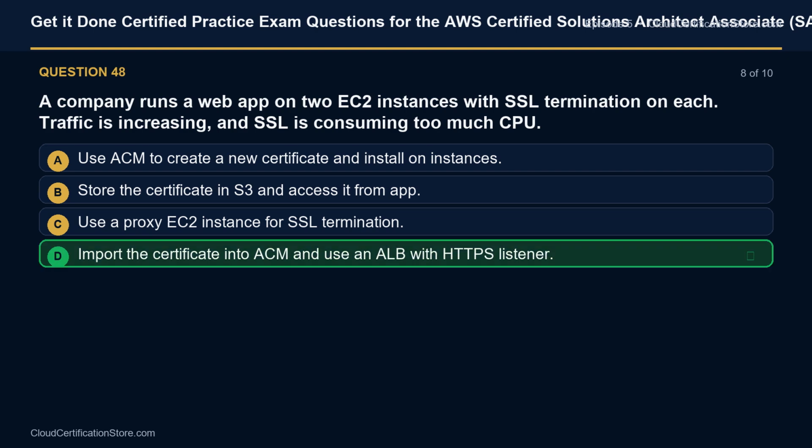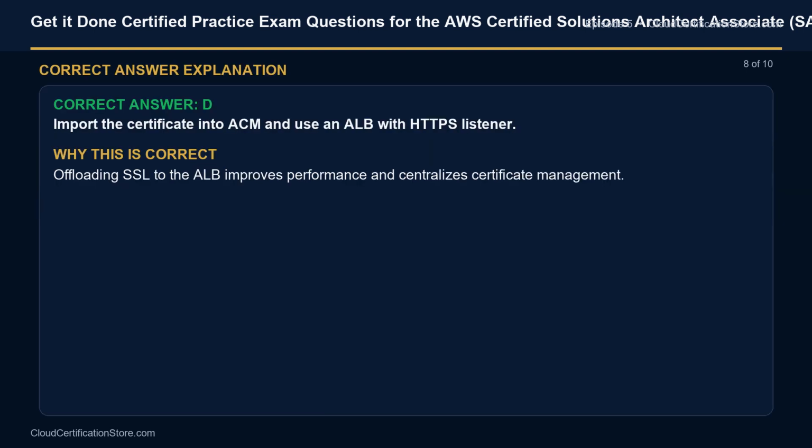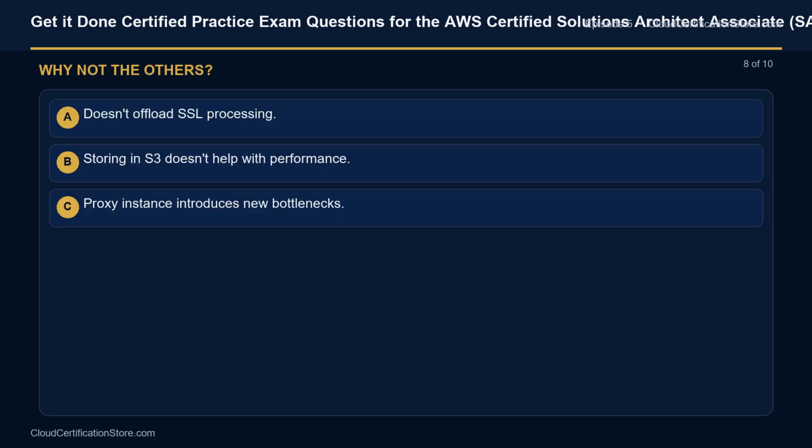The correct answer is D. Import the certificate into ACM and use an ALB with HTTPS listener. Explanation: Offloading SSL to the ALB improves performance and centralizes certificate management. Why not option A? Doesn't offload SSL processing. Why not option B? Storing in S3 doesn't help with performance. Why not option C? Proxy instance introduces new bottlenecks.